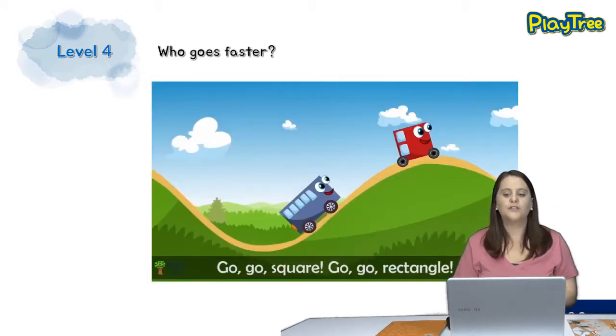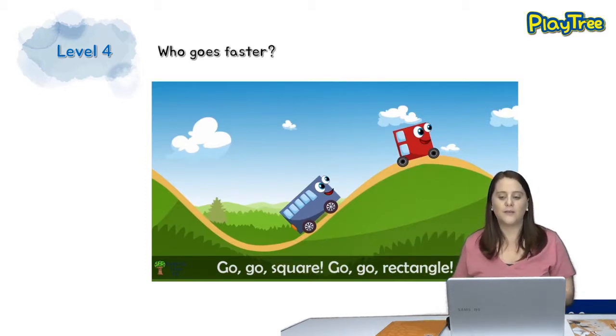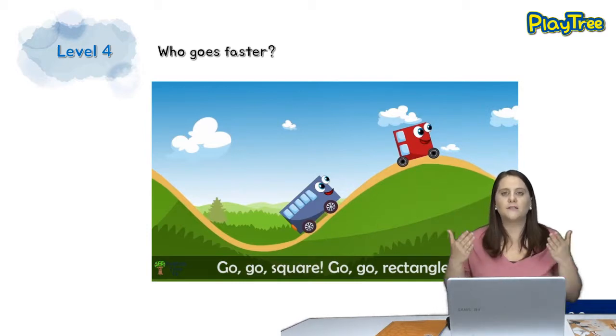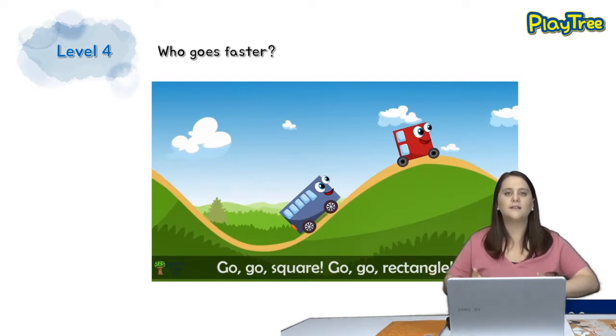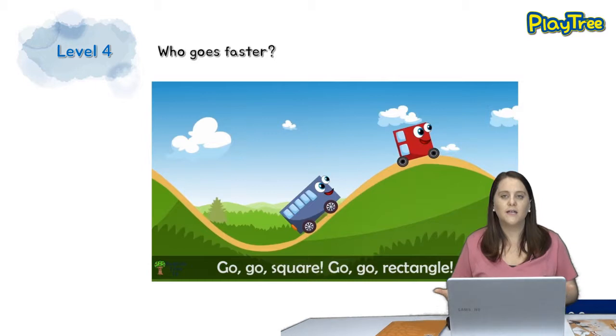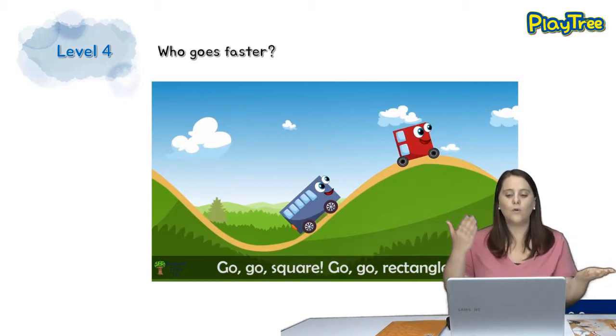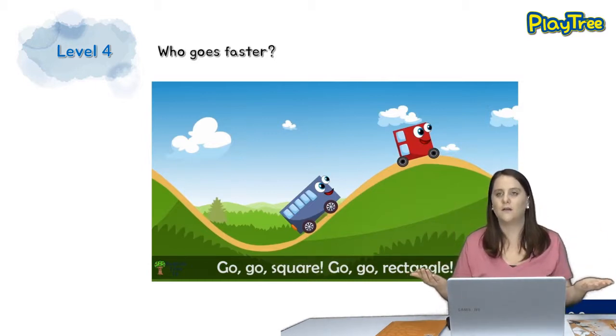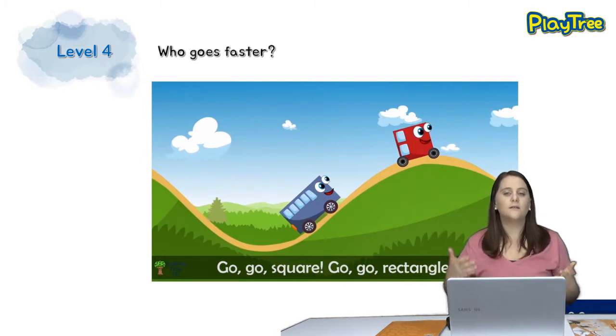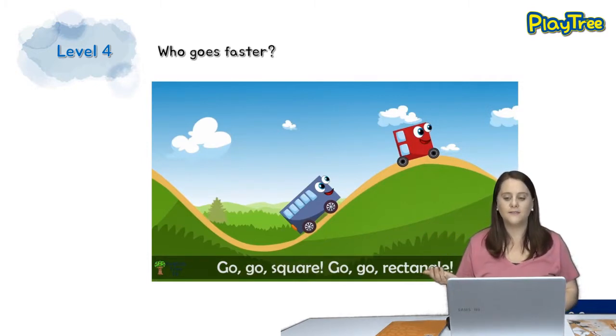continuing on, we should check how well the kids understand the meaning of the words. So we're going to take a look at the picture and you're going to ask, who are they? Yes, they're square, they're triangle. And then you're going to ask, who goes faster? Square goes faster or rectangle goes faster? Very good. Square goes faster.